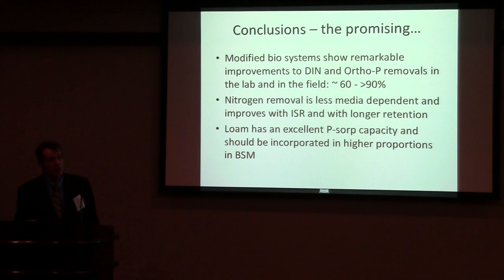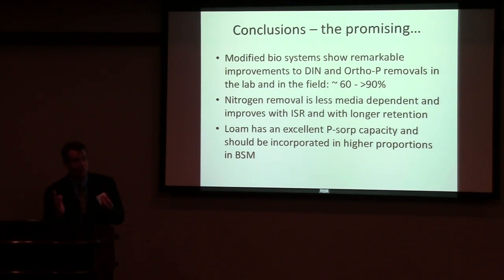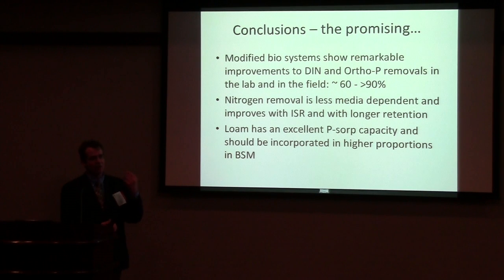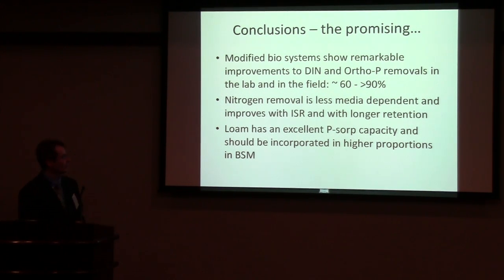The promising part is we can modify these systems and get great performance, 60 to 90% for DIN and phosphorus removal, by doing some of these amendments. And then we're just experimenting with how small can we go. Loam has excellent sorptive capacity. So the more we can incorporate that, if we can cut out the compost and include the loam, we found that it gives us enough organic material to sustain the vegetation, and that it's a good replacement. So now we're looking at more like 50% sand, maybe 20% loam, 20% wood chips, and then 5 or 10% of media amendment.